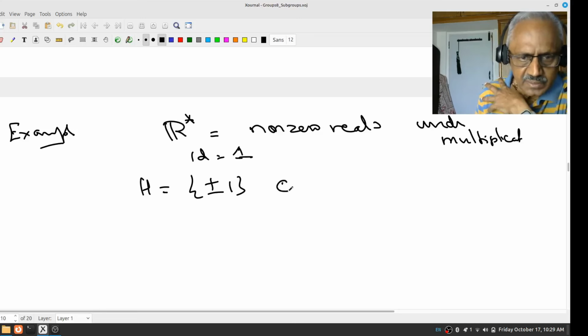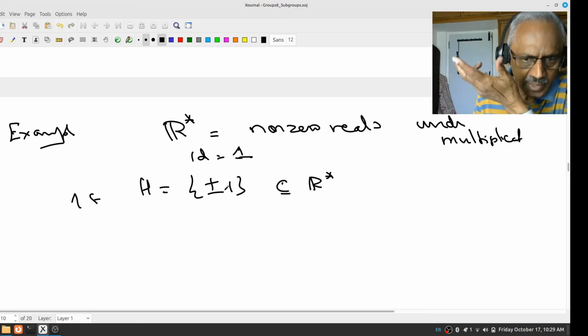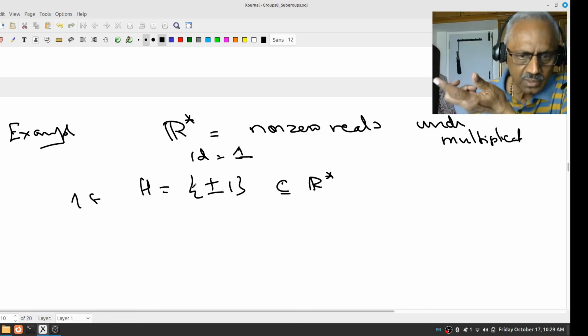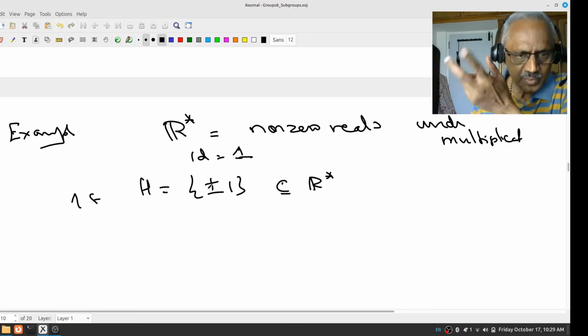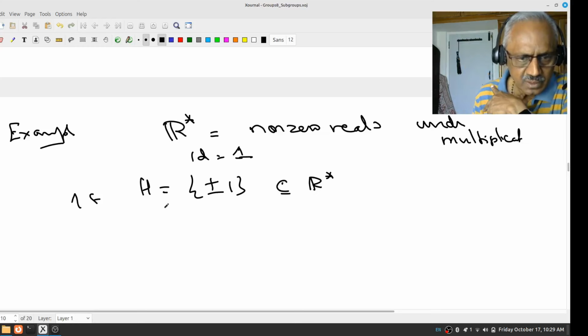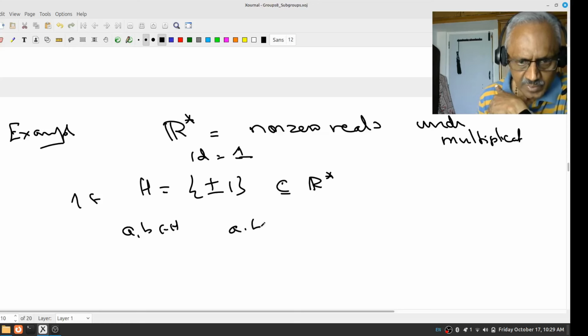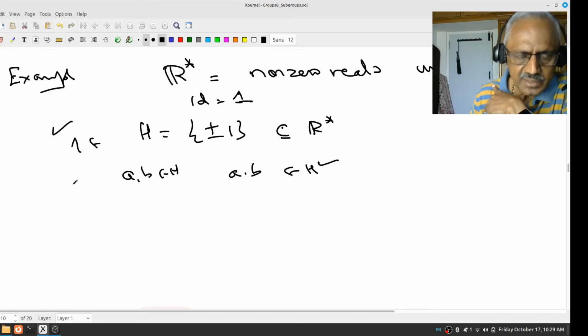Therefore, H is in R star, right? And 1 belongs to H. Now take any two elements here and their product. 1 times 1 is 1, minus 1 times minus 1 is 1, plus 1 times minus 1 is minus 1, minus 1 times plus 1 is minus 1. Therefore, the second condition is also satisfied. If A and B belong to H, A times B also belongs to H. That is also checked. Now, what is the third one?